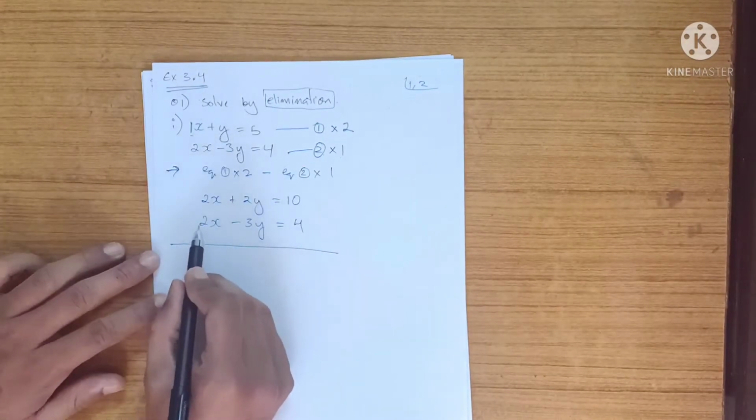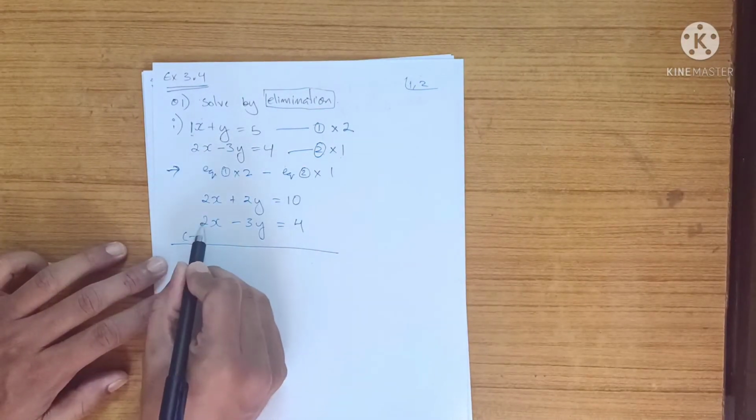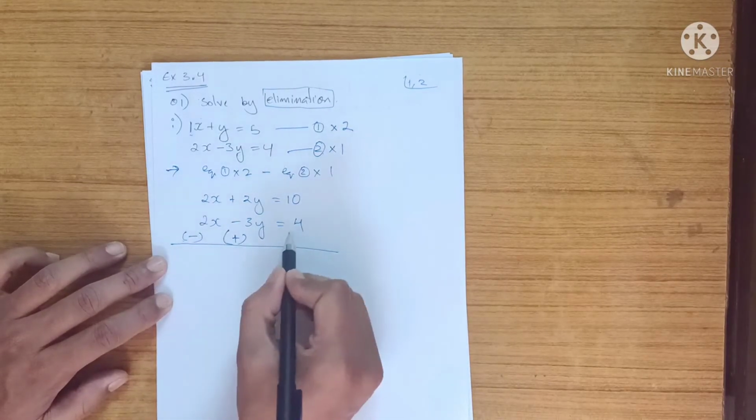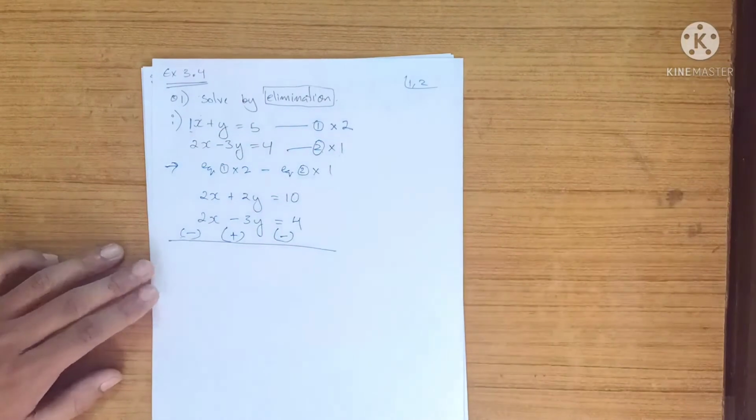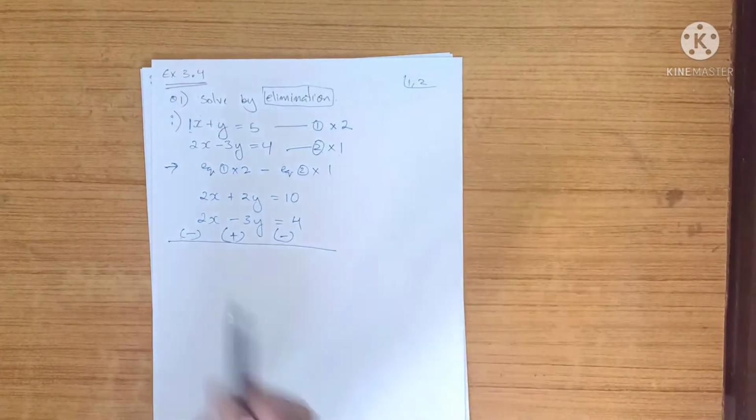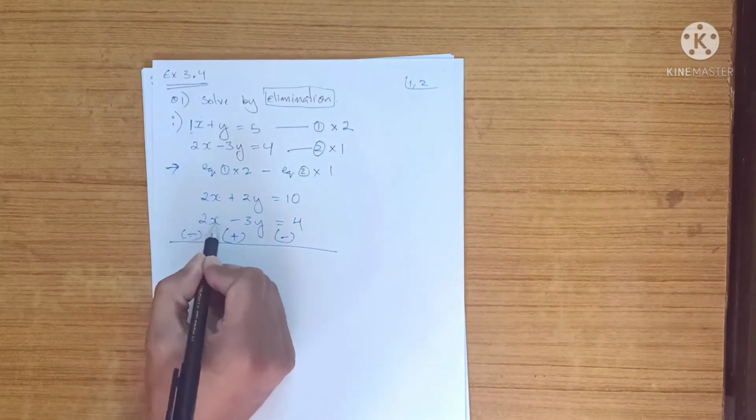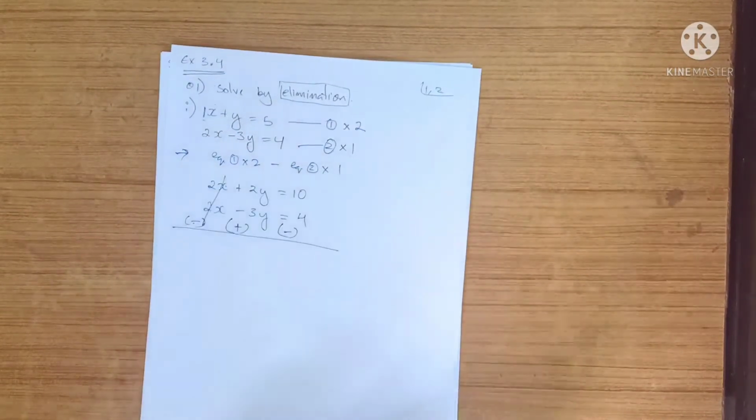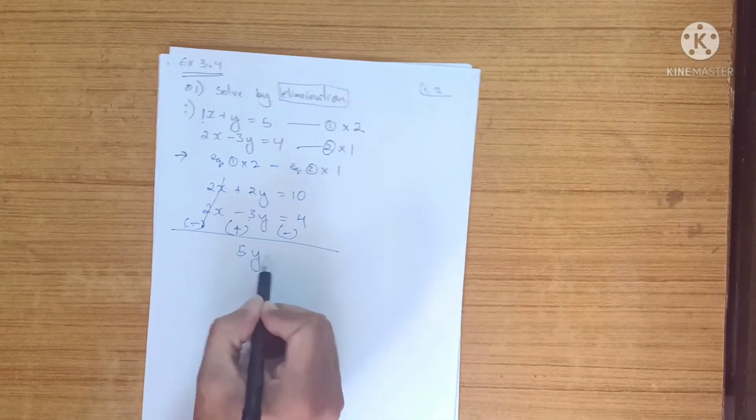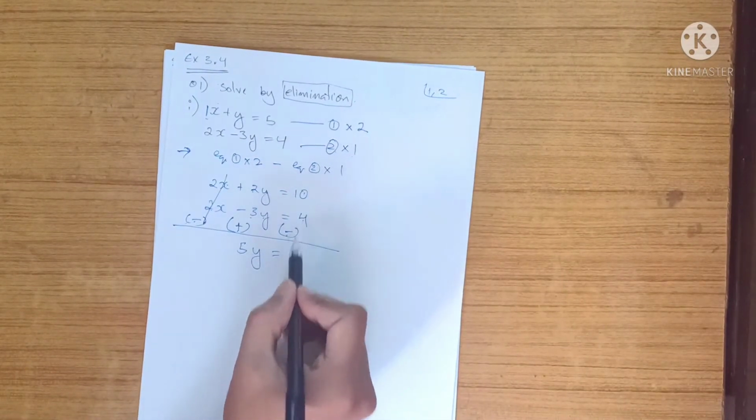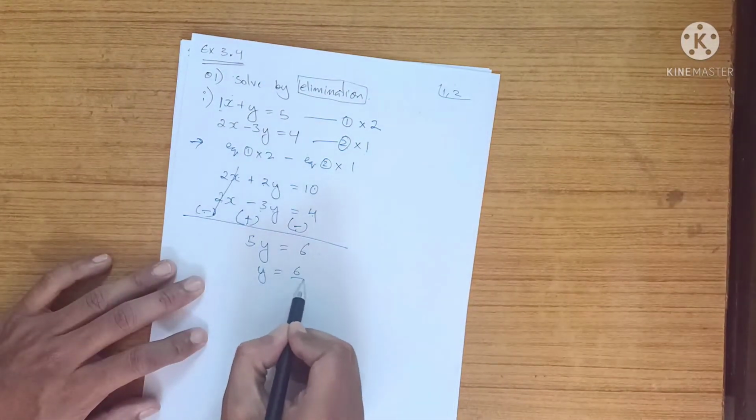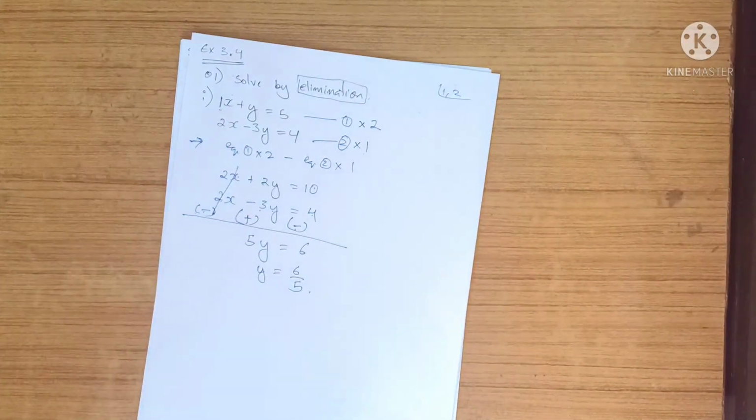So I'm going to write minus here. Since this was plus, it becomes minus, minus into minus becomes plus, and plus into minus becomes minus. So the original sign doesn't matter anymore. 2x minus 2x is 0, so you can just cut it off. Now 2y plus 3y is 5y, and 10 minus 4 is 6. Got it? So y equals 6 by 5.